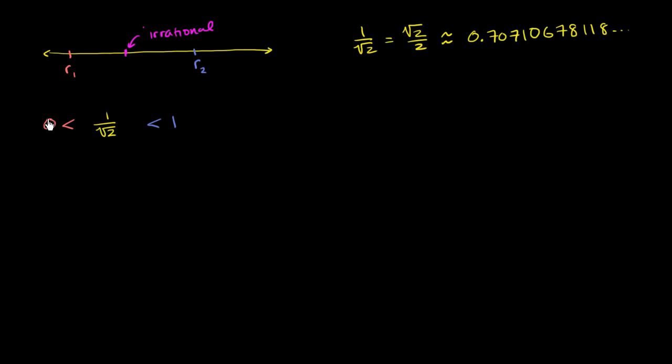So if you multiply 0 times R2 minus R1, you're just still going to have 0 there, is less than, and we know that R2 is greater than R1. Let me make it clear what we're doing. We're going to multiply everything times R2 minus R1. R2, we're assuming, is greater than R1. So this thing right over here is going to be greater than 0. So if you multiply the different sides of an inequality by something greater than 0, you don't switch the inequality. So 0 times that is 0. 1 over square root of 2 times that is going to be 1 over the square root of 2 times R2 minus R1, and that's going to be less than, well, 1 times that is just going to be R2 minus R1.